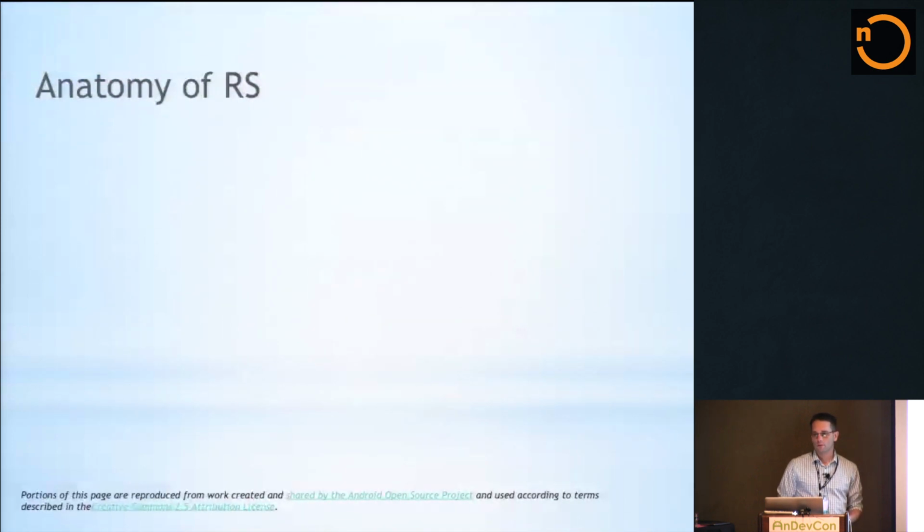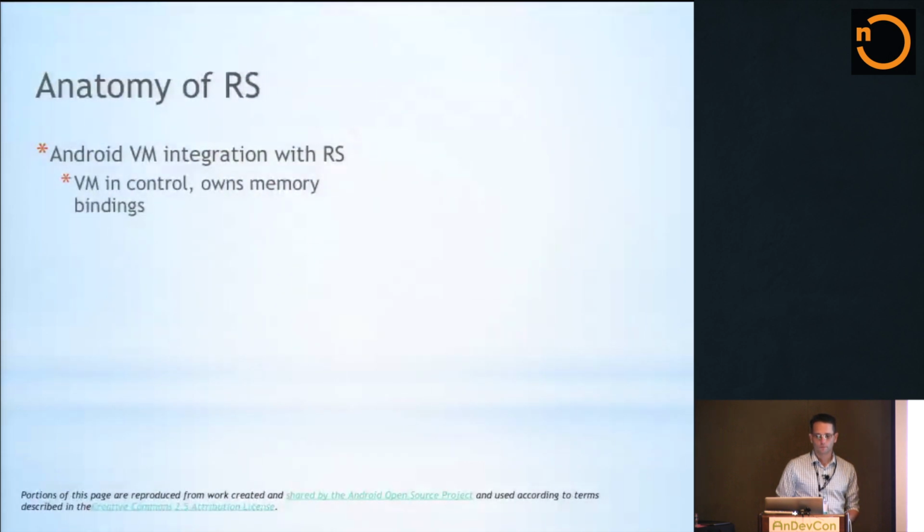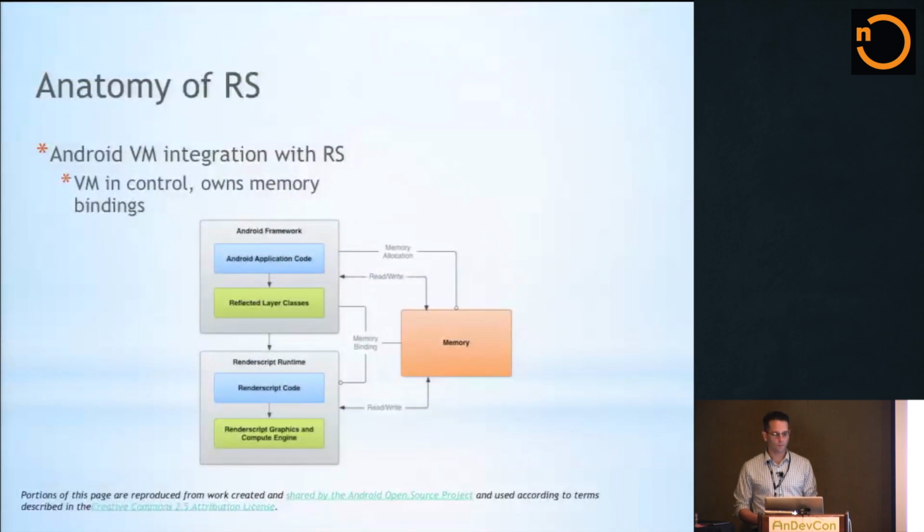So what does the anatomy of a RenderScript look like? Okay, it's integrated with the virtual machine in Android, and the virtual machine is in control and owns all of the memory. So everything that you do memory-wise, it's all managed up in the Java layer. So up here in the framework, your application is going to allocate objects which get put into memory, and it can read and write through them, and then over an interface to the RenderScript, there's a binding so that the RenderScript engine knows how to manipulate this same memory. And it's doing that via some reflected class layers.